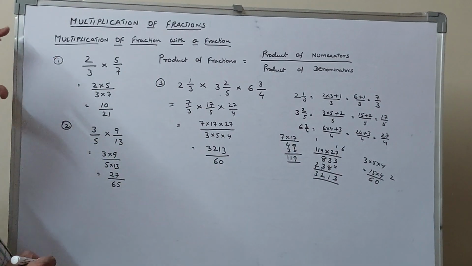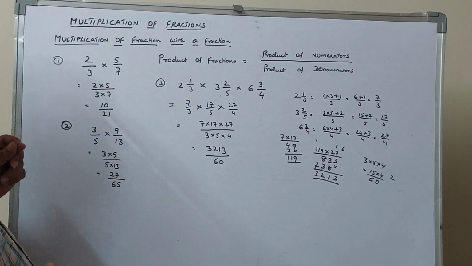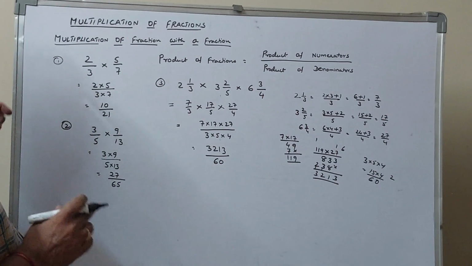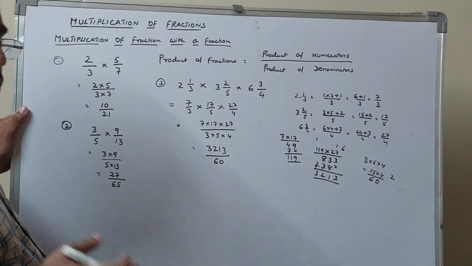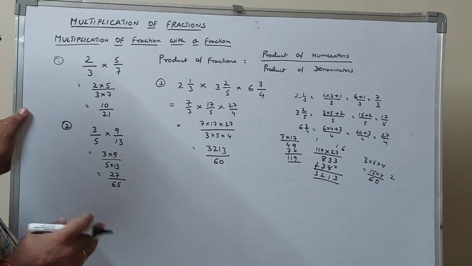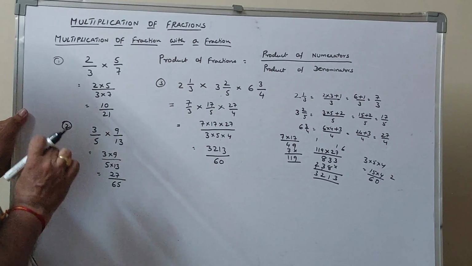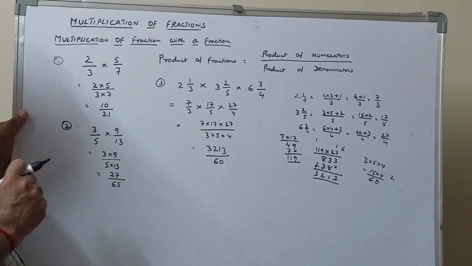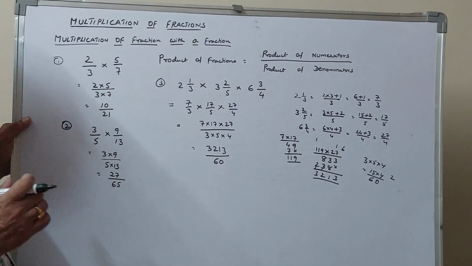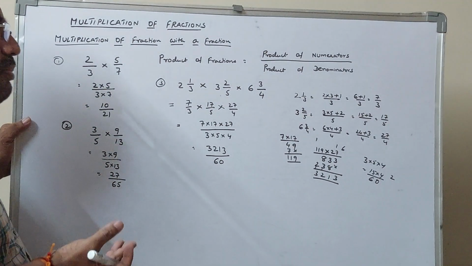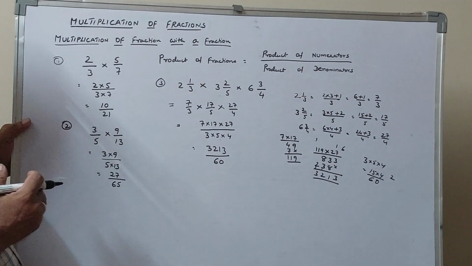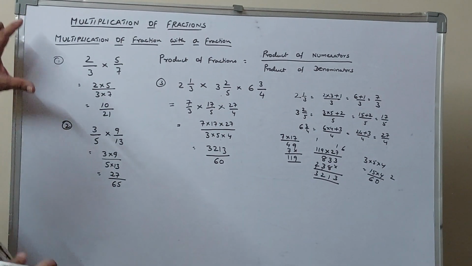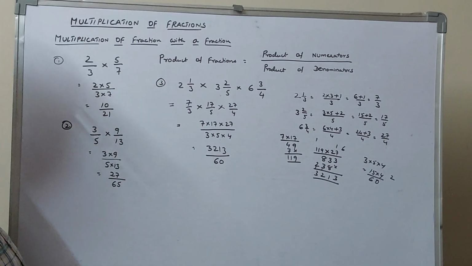Okay? This is the way you will solve the multiplication of fractions. There are two types. One is multiplication of a fraction with a whole number, and the second is multiplication of a fraction with a fraction. Multiplication of a fraction with a whole number: multiply the whole number with the numerator of the fraction, keeping the denominator the same. That is the first one. The second one, multiplication of a fraction with a fraction: product of fractions is equal to product of numerators by product of denominators. Understand? So this is the way you solve the multiplication of fractions.